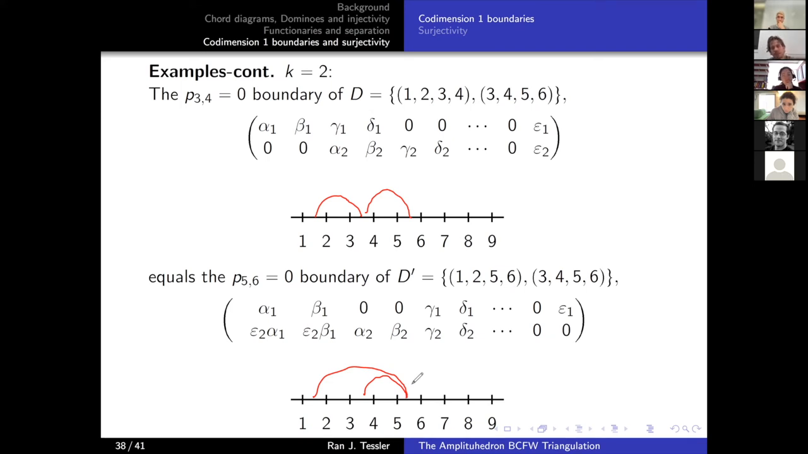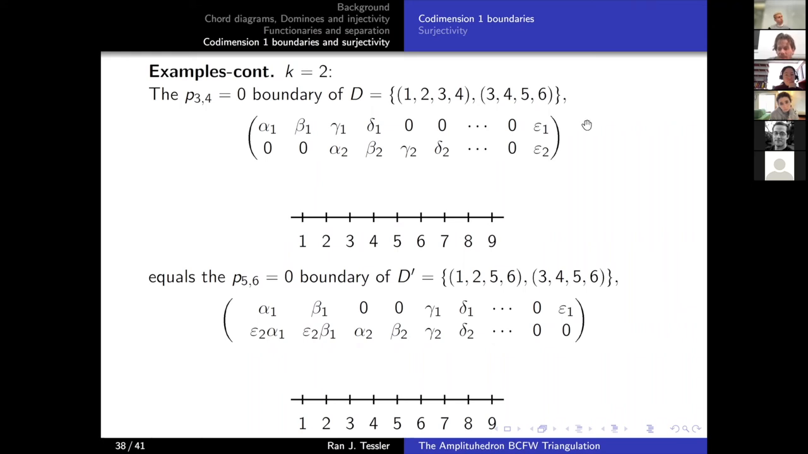And it can be seen that the boundary obtained by making the 3, 4 Plucker coordinate 0 of D is the same boundary obtained by taking the 5, 6 Plucker coordinate of D prime to be 0. So you see that these two diagrams share the chord 3, 4, 5, 6. And the chord 1, 2, 3, 4 is really shifted, but when we want to move the head of 1, 2, 3, 4, which is the operation that we want to do here, it is blocked by 3, 4, 5, 6. So in this case, the shift operation involves jumping over this second chord. Okay, so these are several examples of the general phenomenon that we obtain.